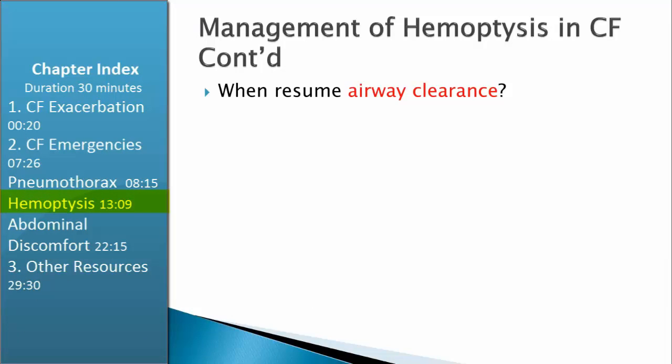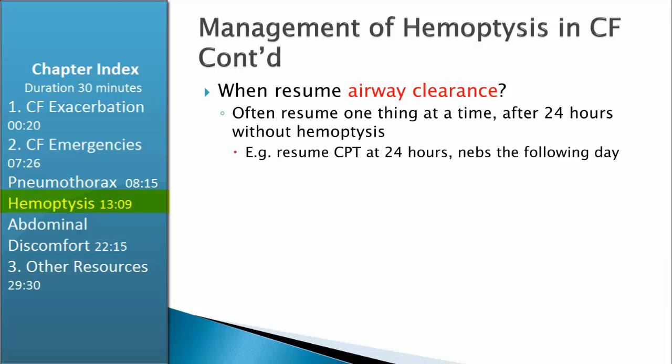When is it okay to resume airway clearance? We often resume things one at a time, and usually after about 24 hours without hemoptysis. Again, this probably does not need to occur if the patient is just having streaking. And obviously, if it's a huge bleed, you might wait more than 24 hours. But for example, if the patient has one episode of 10 mLs and then nothing after that, after 24 hours, you're probably going to restart things in a stepwise fashion.